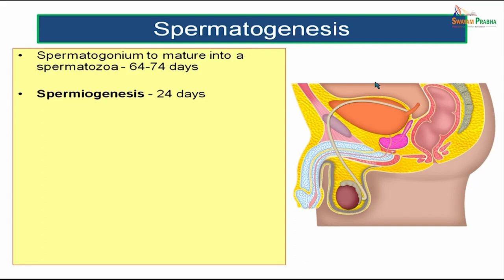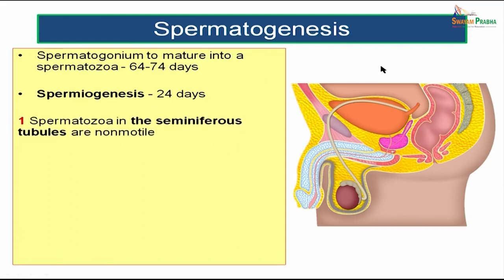And the spermatogonium matures into spermatozoa, and it will take roughly around 64 to 74 days. That is the time period required for a spermatogonium to mature into a spermatozoa. And further maturation after the formation of spermatid into spermatozoa, the process known as spermiogenesis, roughly takes about 24 days. So, the entire spermatogenesis will happen in 74 days, out of which the spermiogenesis will happen during the last 24 days.